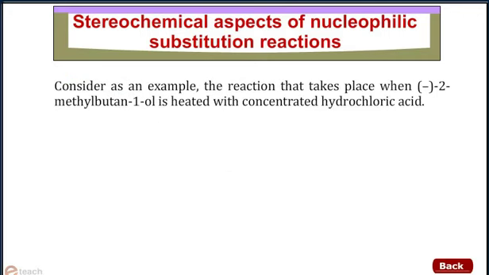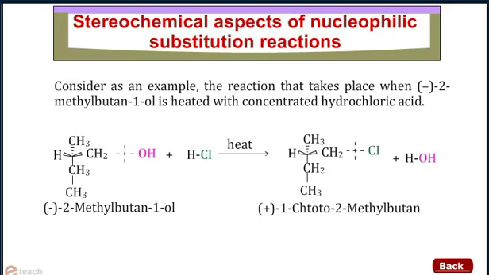Consider as an example the reaction that takes place when levo 2-methylbutan-1-ol is heated with concentrated hydrochloric acid. The reaction taking place is CH2OH CH3 CH2CH3 plus HCl in presence of heat gives CH2Cl H CH2CH3 CH3 plus H2O. That is dextro 1-chloro-2-methylbutane.